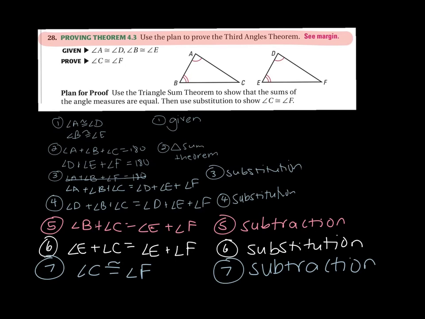Like I could have said angle D plus angle E plus angle C equals angle D plus angle E plus angle F. And that's substitution. That's fine. You did it in one step. And then subtract them off would be subtraction. You could have done that in one step. But you definitely have to replace it so that the same thing is on either side of the equal sign before you subtract it.